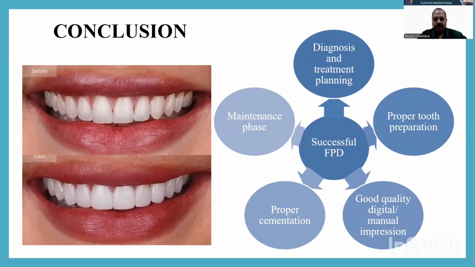Finally, to conclude, a successful FPD should include proper tooth preparation, a good quality physical impression or digital impression if you are making a digital impression, a proper cementation protocol, whether you are cementing the zirconia crown, EMX crown or PFM crowns, and the maintenance phase. And before all these things, thorough diagnosis and treatment planning is required for the success of the fixed partial denture. Thank you so much.